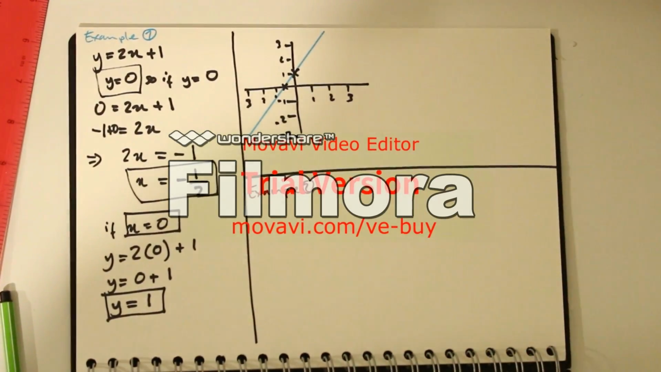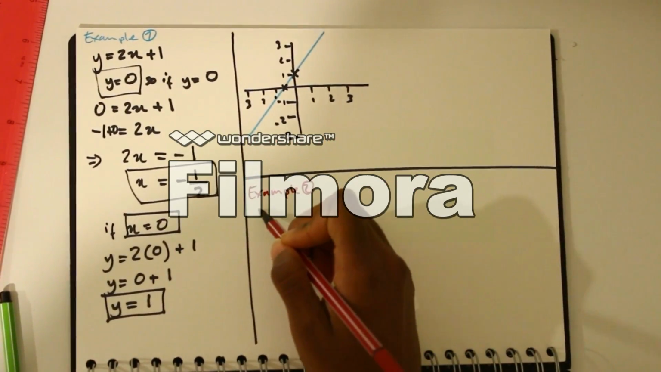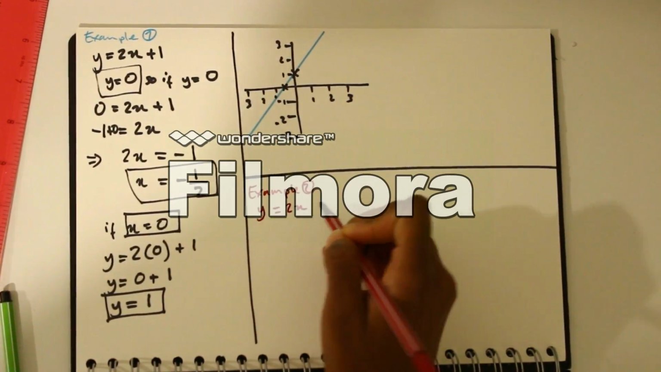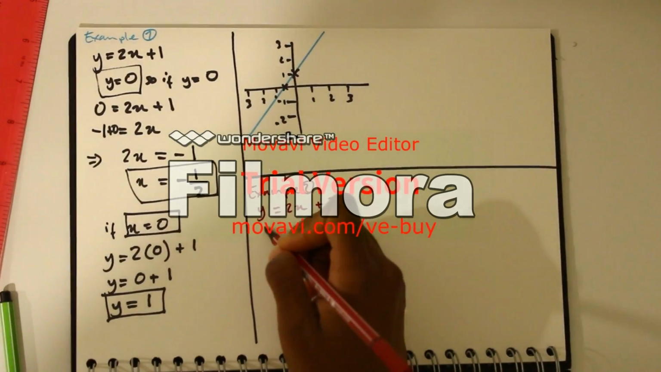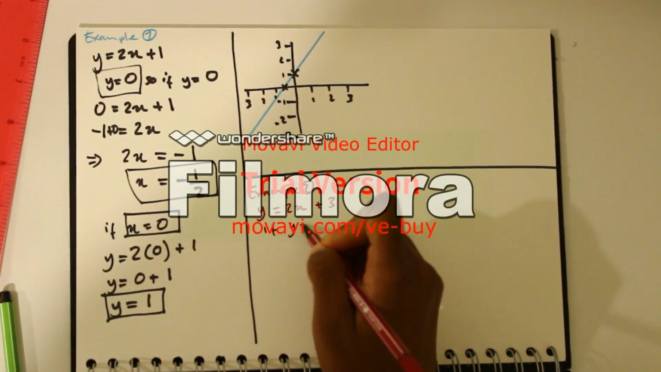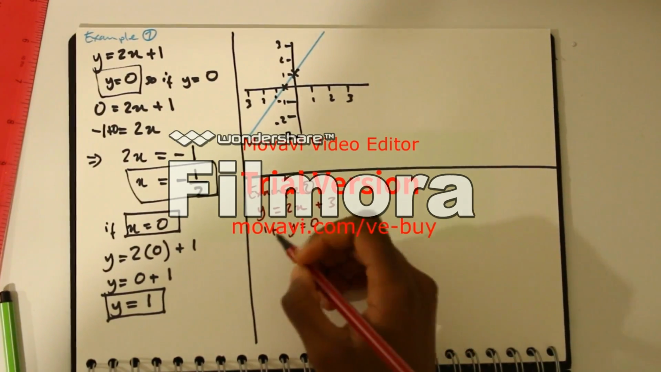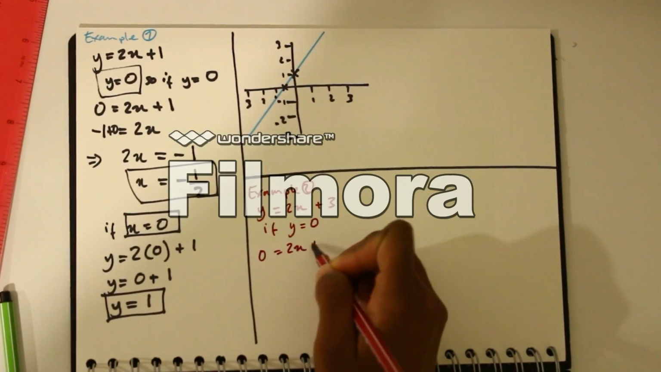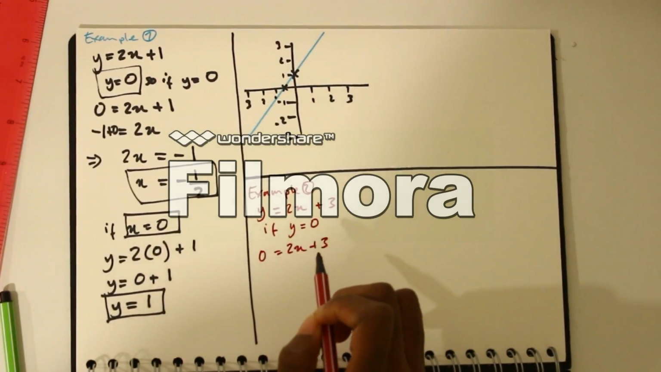So now, starting off with example 2. The equation for example 2 is y equals 2x plus 3. Just like last time, to find the x-intercept we say when y equals 0, substitute that y equals 0 into the equation, therefore meaning 0 equals 2x plus 3. Then we can rearrange the equation to make x the subject.